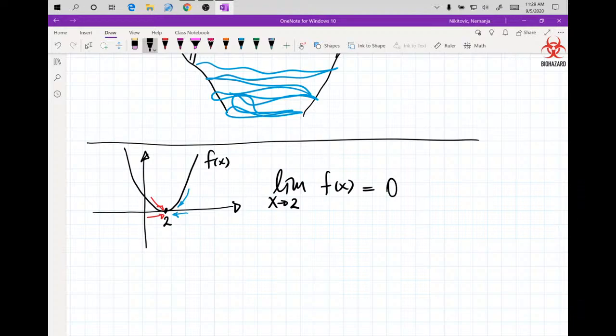So 0, 2, 0 is a point on the graph. And we can see that as we approach 2 from the left and from the right, both of our y values are dropping down to 0, and the answer of the whole thing is 0.